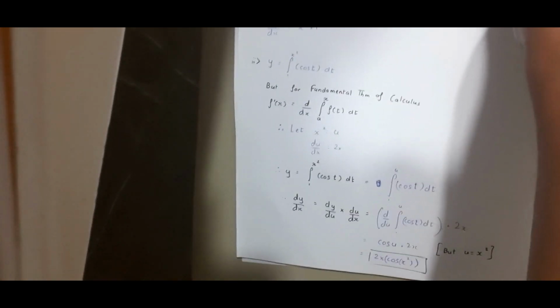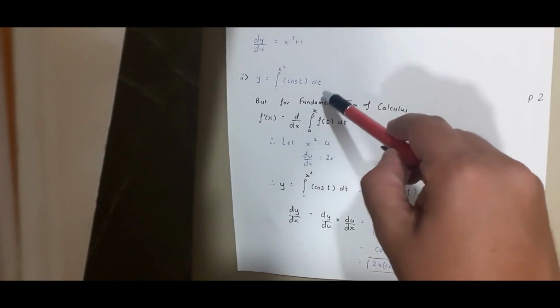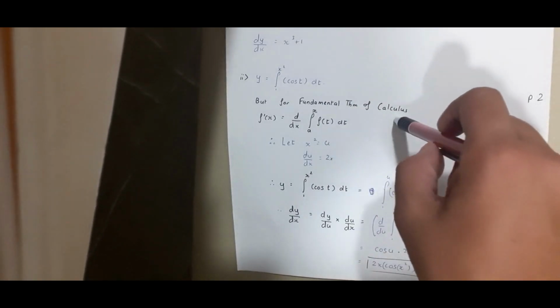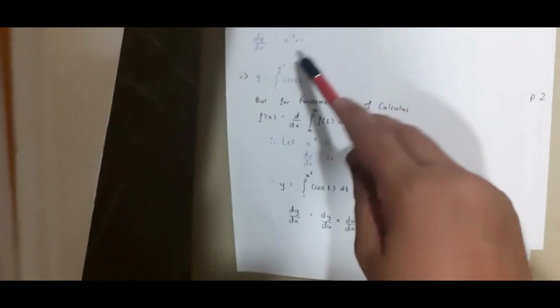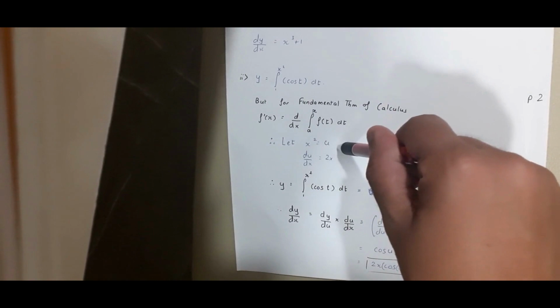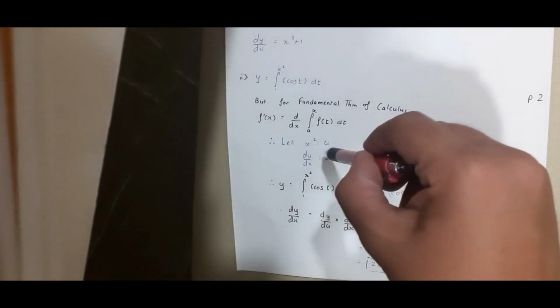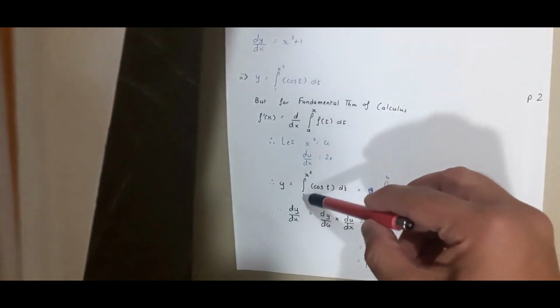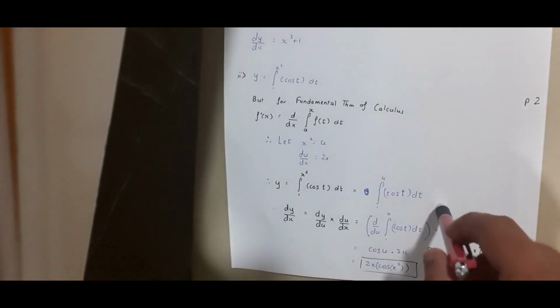Over here we have integration from 1 to x square, cos of t dt. To use the fundamental theorem of calculus, we need the limits from a to x, but this is a to x square. So what we do is let x square equal u, and if we take a derivative throughout, we get du by dx equals 2x. Now our y is changing from 1 to x square to 1 to u. Cos of t dt remains as is.